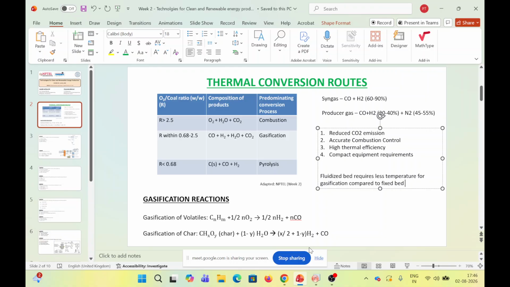Yes. Anyone? How can you use syngas to produce chemicals, or what kind of chemicals can you produce using syngas? There is one famous synthesis technique.